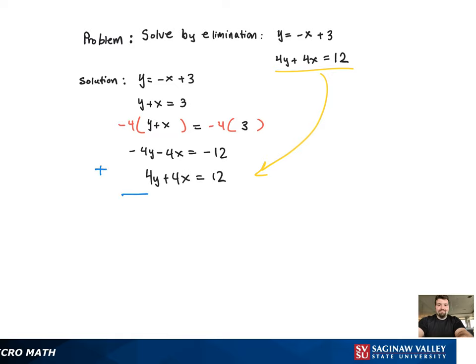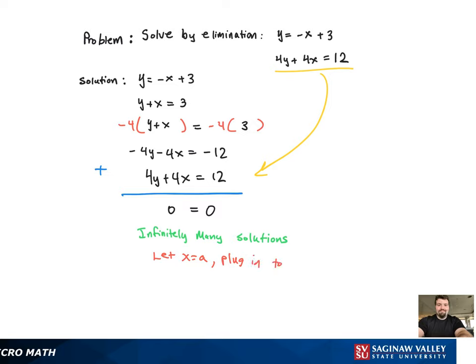But the thing that happens here is when I try to add the two equations to eliminate the y's, I end up eliminating both variables. When that happens and both variables are eliminated, now you just have to check to see if you're left with a true or false statement. Since 0 equals 0 is true, that means it's infinitely many solutions. If it was 1 equals 0 or some other false statement, it would be no solution.